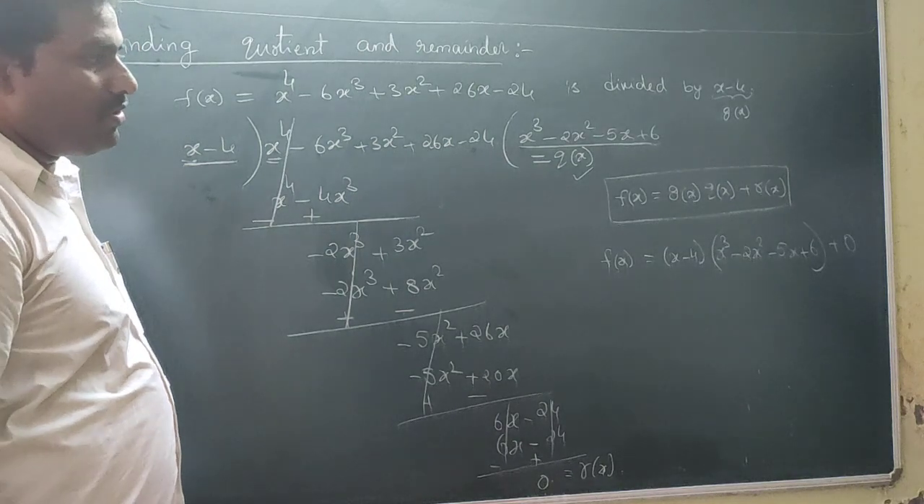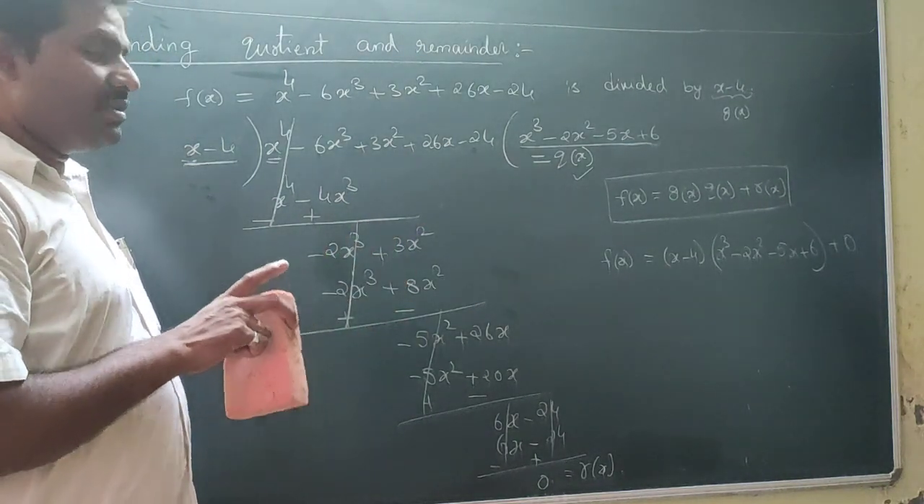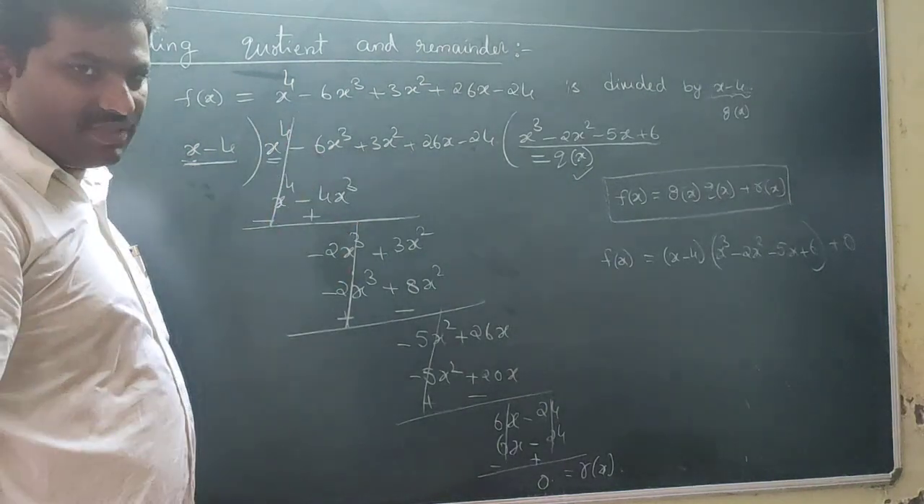Right. So the remainder is 0. If the remainder is 0, then what does that mean? x minus 4 is a factor of f of x.